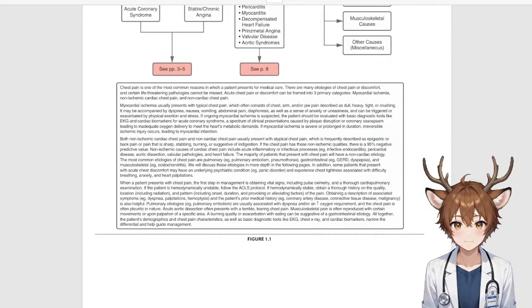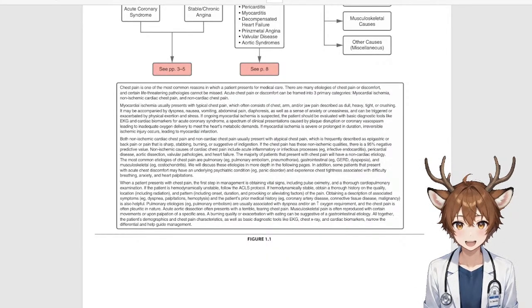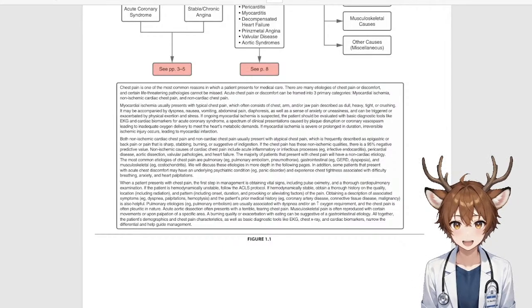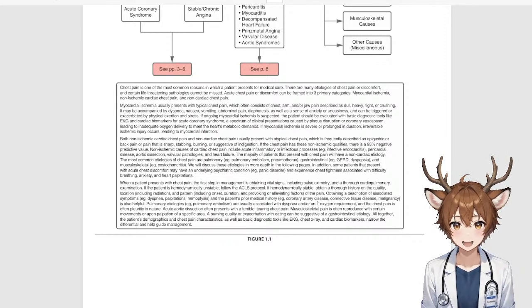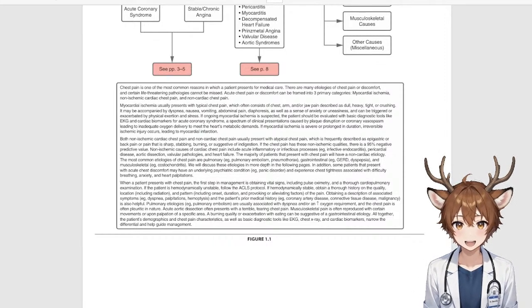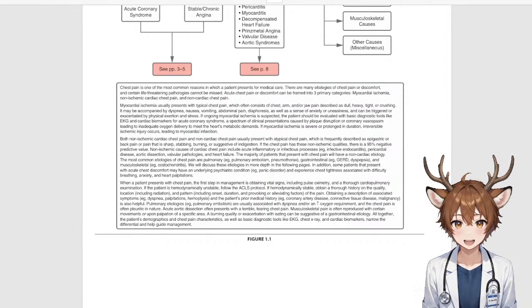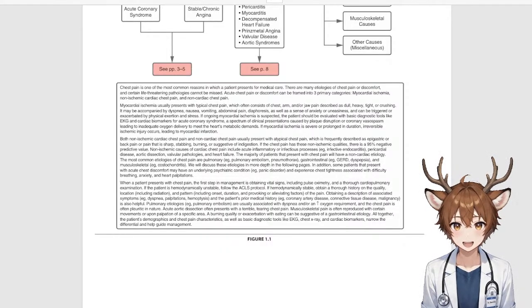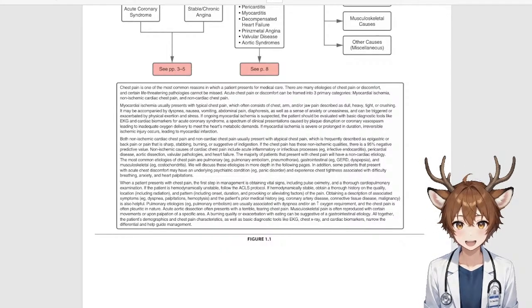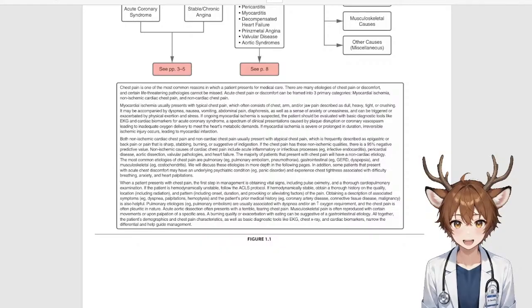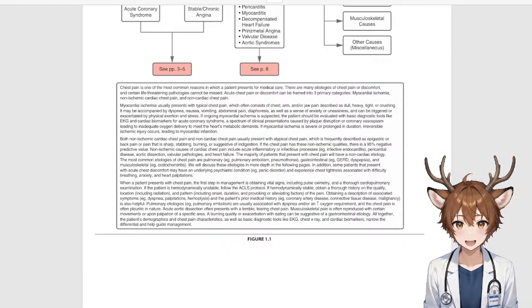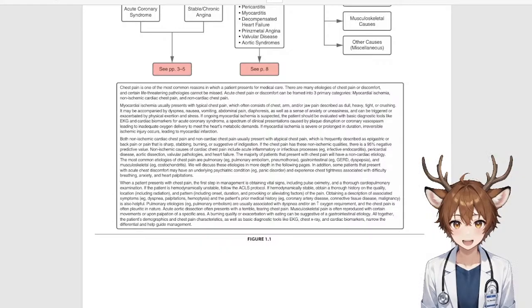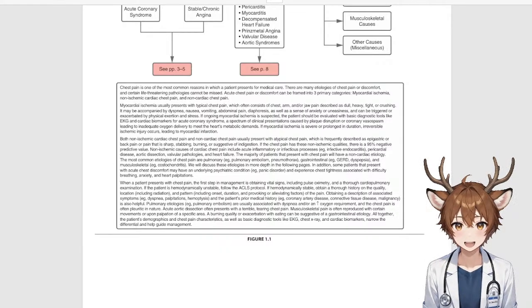Myocardial ischemia usually presents with typical chest pain, which often consists of chest, arm, and/or jaw pain described as dull, heavy, tight, or crushing. It may be accompanied by shortness of breath, nausea, vomiting, abdominal pain, diaphoresis, as well as a sense of anxiety or uneasiness, and can be triggered or exacerbated by physical exertion and stress. If ongoing myocardial ischemia is suspected, the patient should be evaluated with basic diagnostic tools like EKG and cardiac biomarkers.